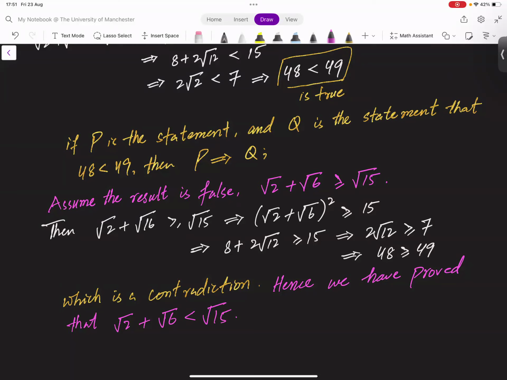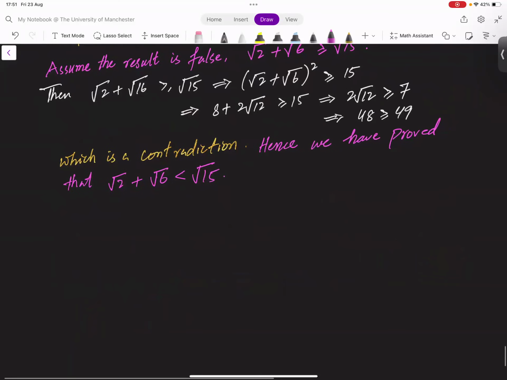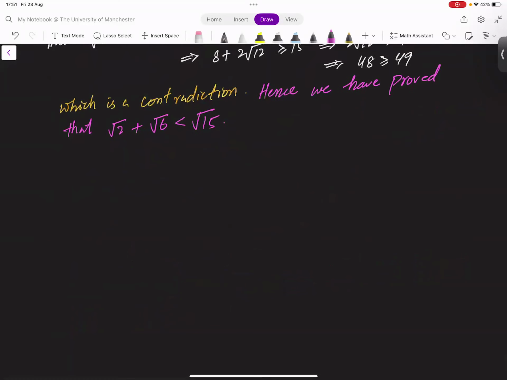The other method of proof we shall discuss is actually a way of proving statements are false. In other words, disproving them. And that we can do. So we call the method disproof by counterexample.